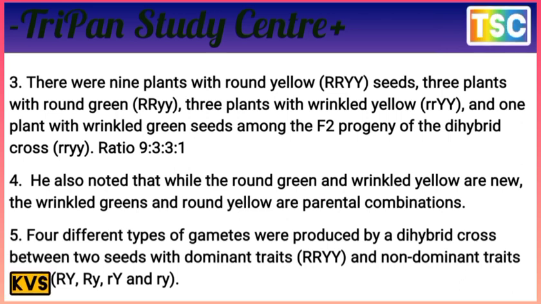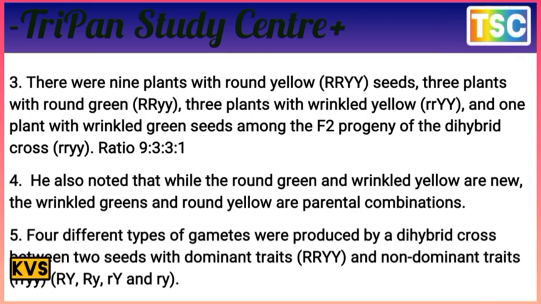The 9:3:3:1 ratio is important here, because there are 9 plants with round yellow seeds, 3 round green, 3 wrinkled yellow, and 1 wrinkled green in the hybrid cross. That is an important experiment Mendel was doing here.